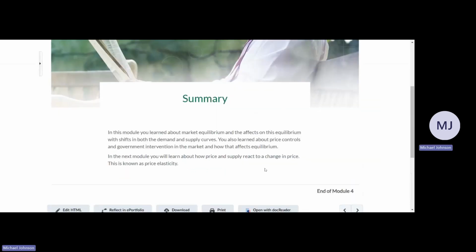So yeah, equilibrium is very important. You'll learn a lot about negotiation. This is how negotiations work.